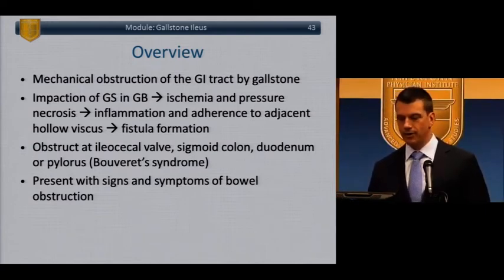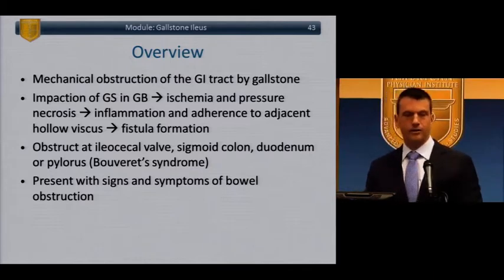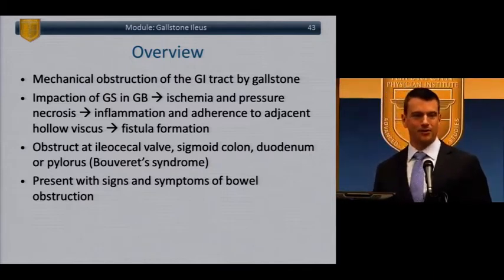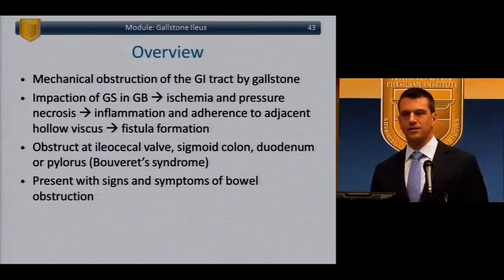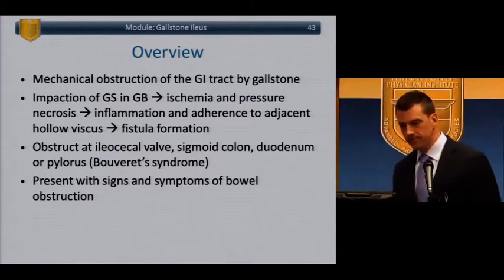It can obstruct usually at the ileocecal valve. It can be in the sigmoid colon. It can be in the duodenum or the pylorus. When it's in those locations, it's called Bouveret syndrome. Basically the gallstone fistulizes into the stomach and then causes a gastric outlet obstruction. Normally, if it goes into the small intestine or the duodenum, you end up obstructing the first pinpoint of contact, which is the ileocecal valve.